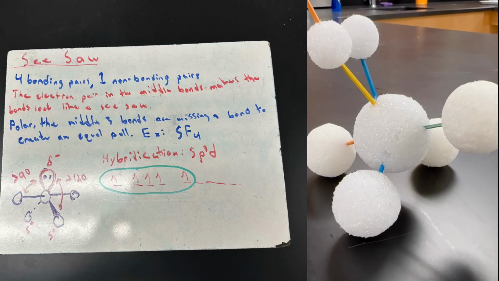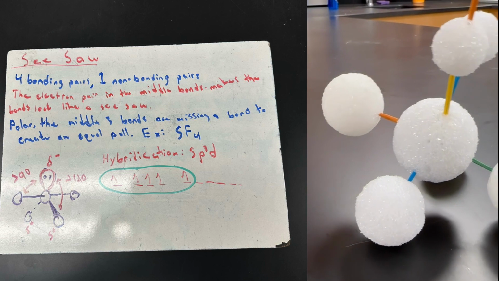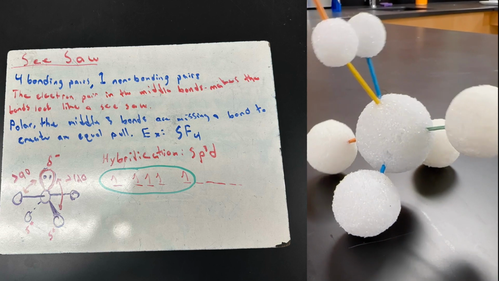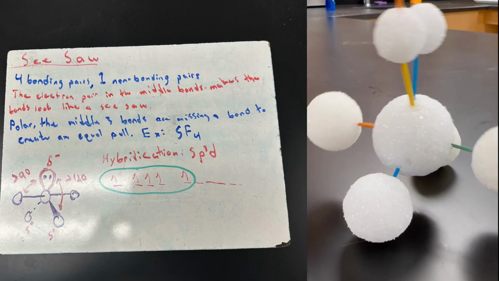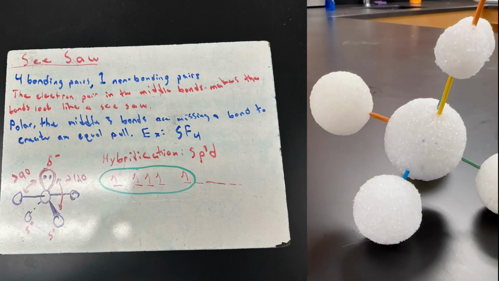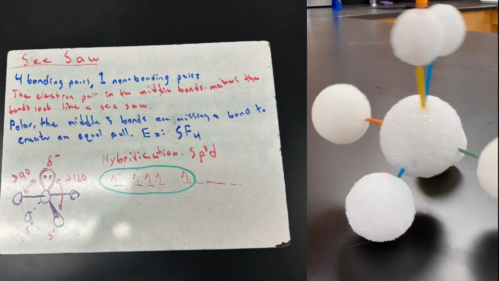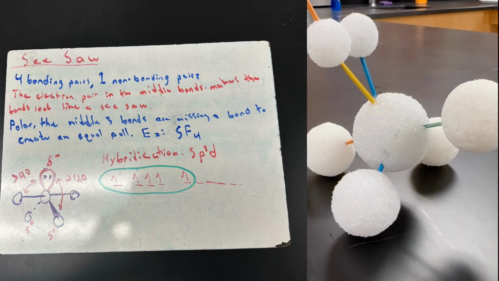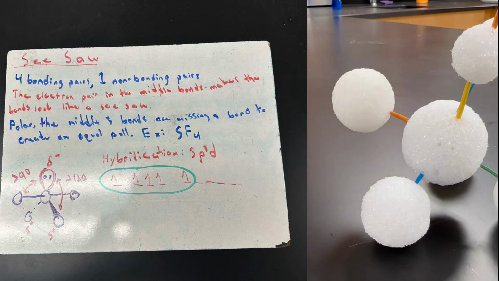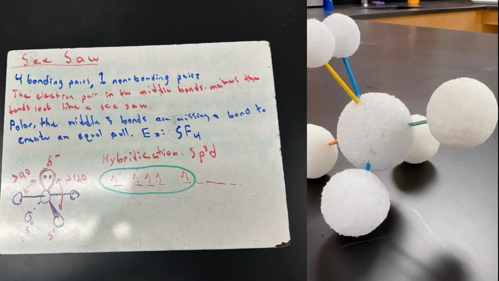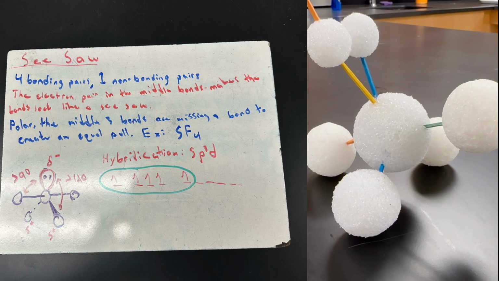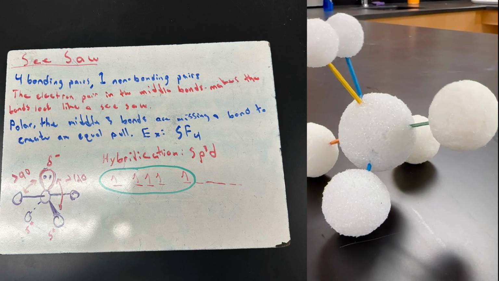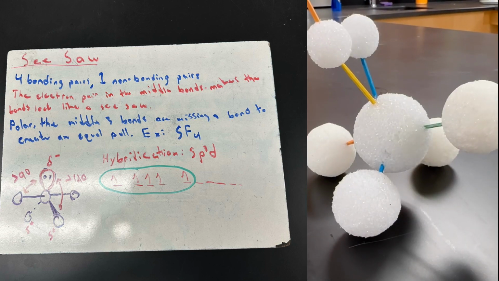The seesaw geometry has 4 bonding pairs and 1 non-bonding pair. The lone pair on top pushes bonding pairs to form a seesaw-like structure like in the video to the right. This structure is polar as the middle 3 bonds are missing a bond to create an equal pull. An example of this would be SF4. The hybridization is sp3d. The top lone pair forms an angle greater than 90 degrees with the 2 bonding pairs to the sides. The bottom 2 bonding pairs create an angle of greater than 120 degrees with the top lone pair.